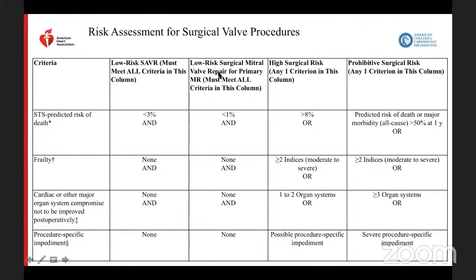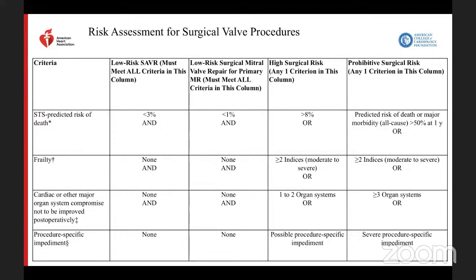Low-risk surgical mitral valve repair for primary MR must meet all these criteria in this column: less than 1% mortality predicted by STS score, and no frailty and no cardiac or other organ system compromise, and no procedure-specific impediment. For high surgical risk, there's no intermediate like in the previous guidelines. For high surgical risk, any one criterion in this column: higher than 8% mortality predicted by STS score, 2 or more indices in the frailty risk assessment score, 1 to 2 organ systems dysfunction, and possible procedure-specific impediment.